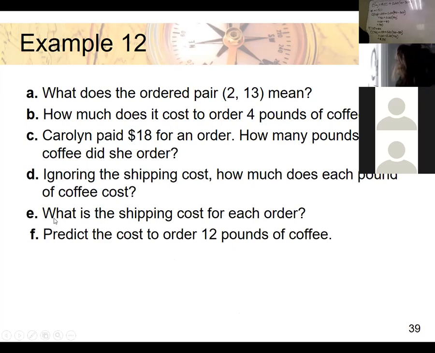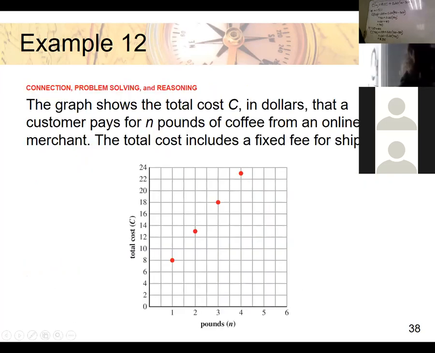And the answer to part E was already given. What's the shipping cost for each order? That's going to be, of course, $3. And the way we get that, okay, if that's $5 between here and here, then if I subtract 5 from the 8, you get $3. So it costs $3 to ship.